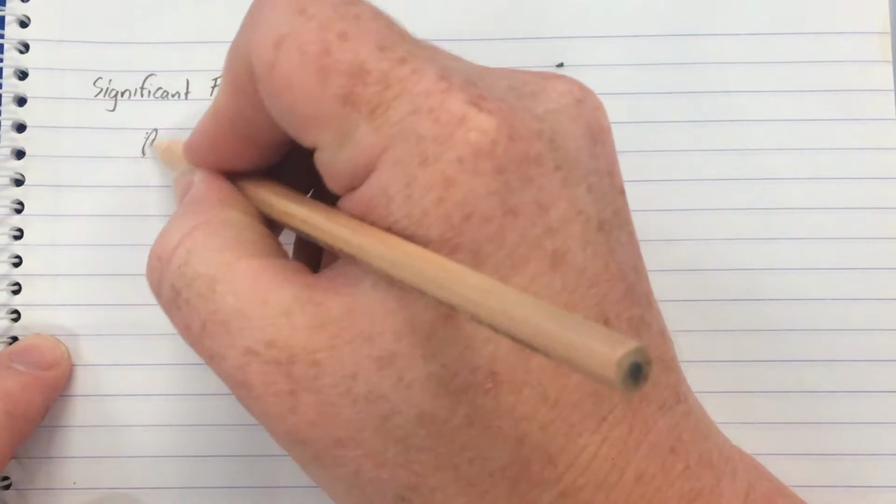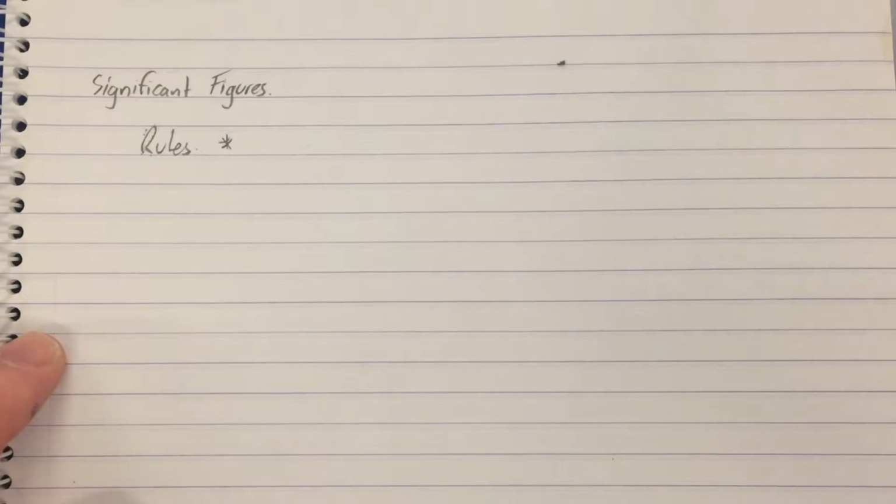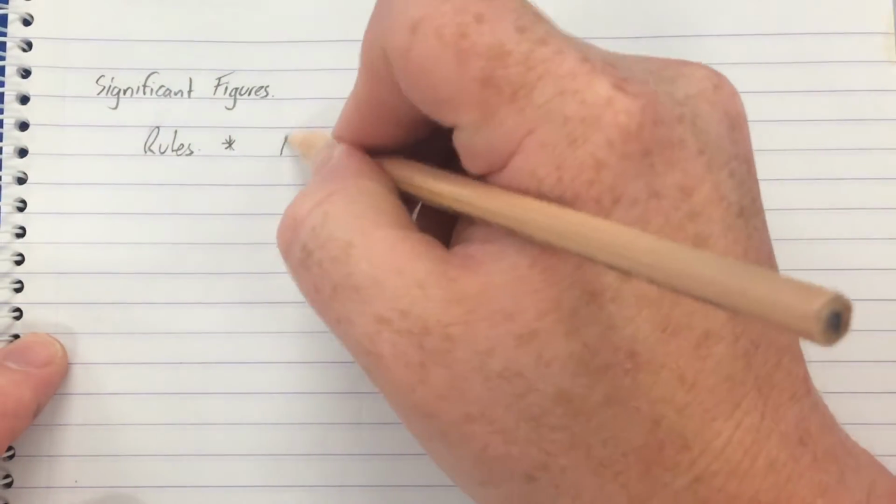In this video, I'm going to be talking to you about significant figures. There's a number of rules that we use to determine the number of significant figures in any given value. So those rules are as I'm about to suggest. Any digit that's not a zero is significant.